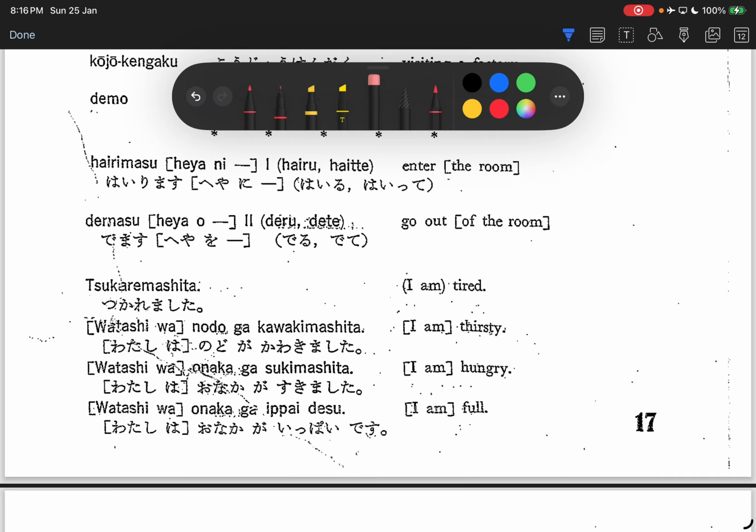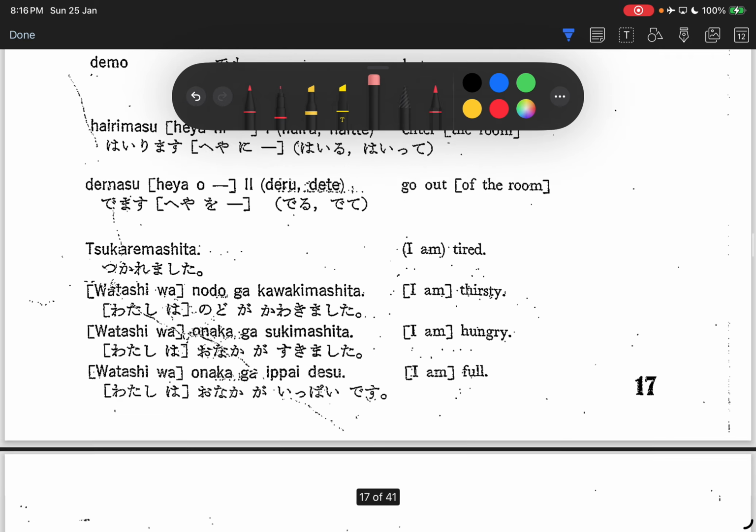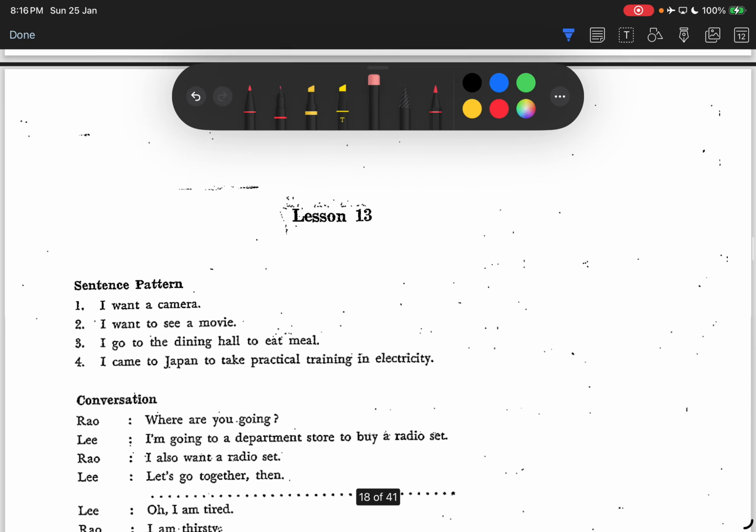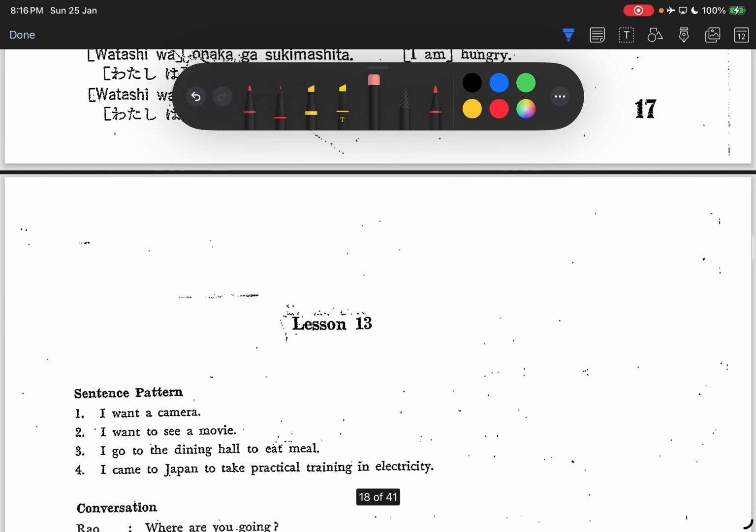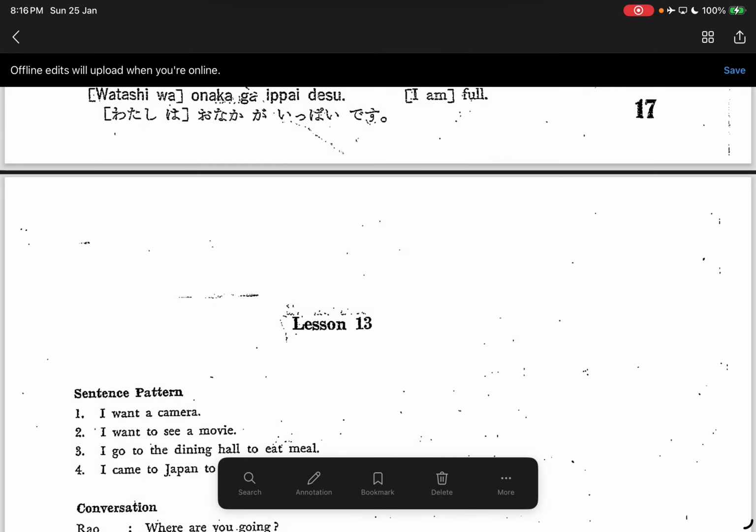So but there are two different meanings. The hiragana is exactly the same. Yeah, exactly the same. Yes. That's why it's very confusing. Okay, next, lesson 13. We go back to the textbook.